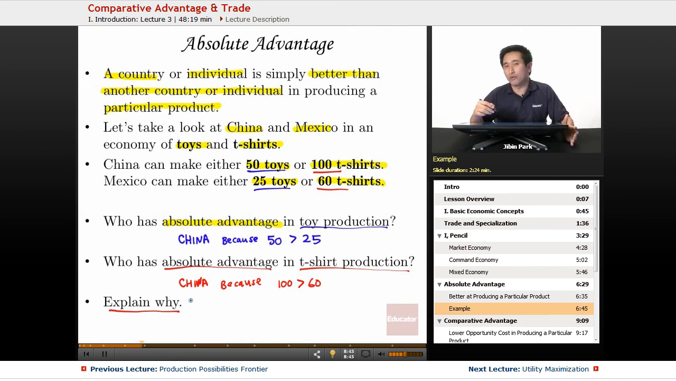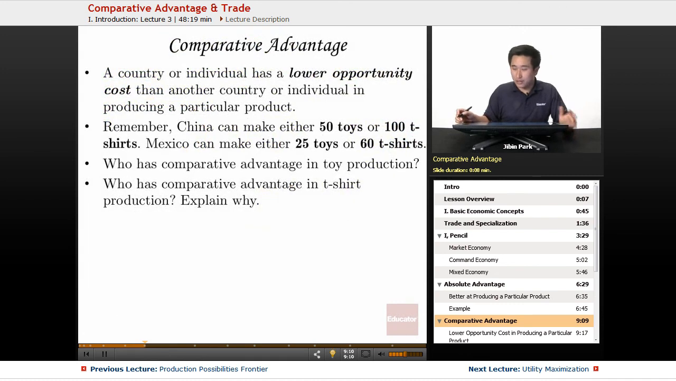But the problem is the world doesn't work in a vacuum. We're dealing with opportunity cost. The concept of opportunity cost is going to be present in pretty much all these lectures. When you choose to do something, you're giving up production of something else. That's really the idea. So absolute advantage, it is good to know who has absolute advantage, who's better, but it doesn't really give you a whole lot of practical value. So comparative advantage is what we're looking for.